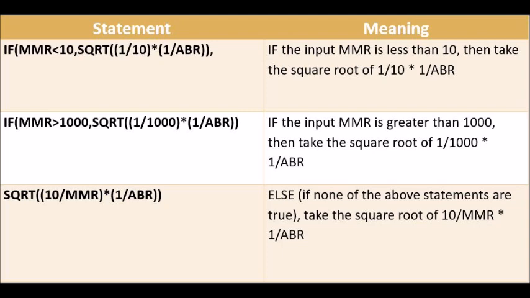If this statement is not true, then Excel would move on to the second statement and see if that was true. And this statement reads, if the input maternal mortality ratio is greater than 1,000, then we would take the square root of the product of 1 over 1,000 times 1 over the adolescent birth rate. If neither of the above statements are true, then we would move on to the last statement, which simply says to take the square root of the product of 10 over the maternal mortality ratio times 1 over the adolescent birth rate.